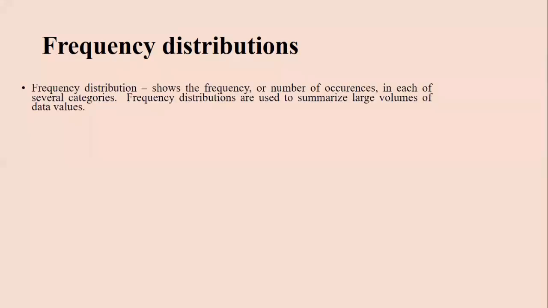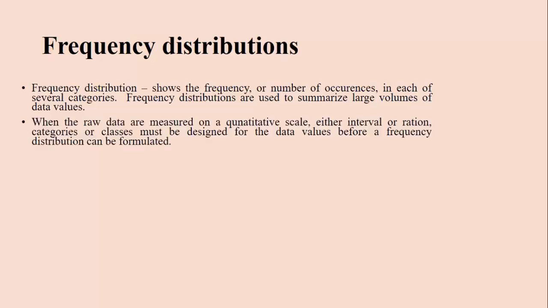A frequency distribution shows the frequency, or number of occurrences, in each of several categories. It is used to summarize large volumes of data values. As I showed you in the last slide, in a frequency distribution we distribute the numbers into different intervals, categories or classifications. And when the raw data is measured on a quantitative scale, either interval or ratio, categories or classes must be designed for the data values before the frequency distribution can be formulated.